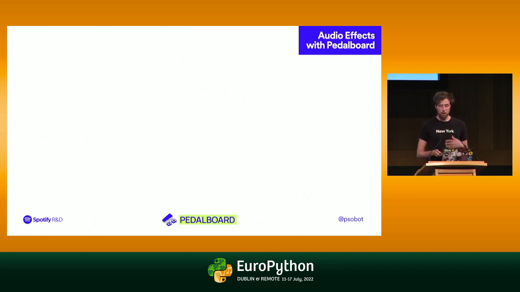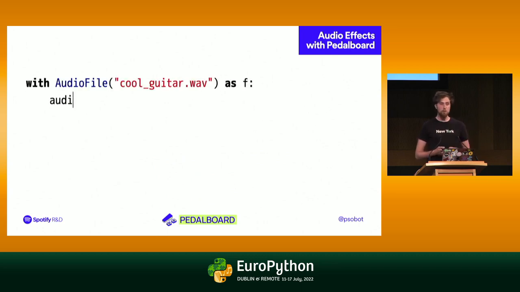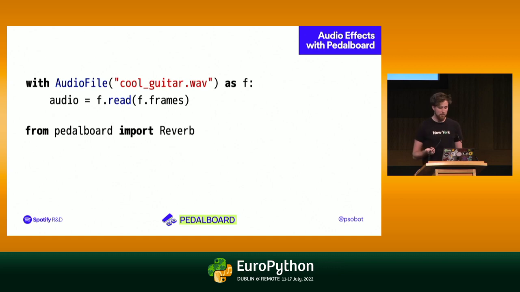Just like we had before, we're going to read in an audio file. And even though I just told you not to read in the whole file at once, I'm going to do it here because otherwise it wouldn't fit on the slide. And I'm going to use Pedalboard to import some audio effects. So I'm going to import an effect here called reverb. So I'll do from pedalboard import Reverb.